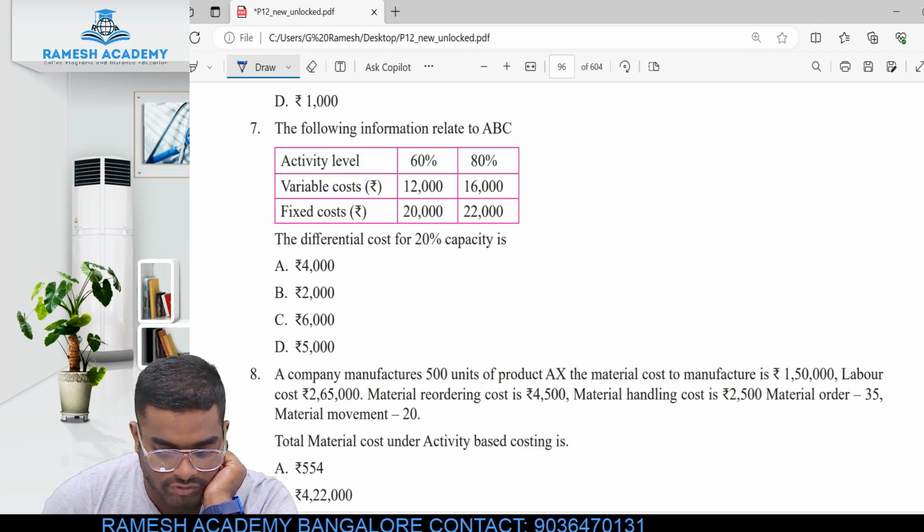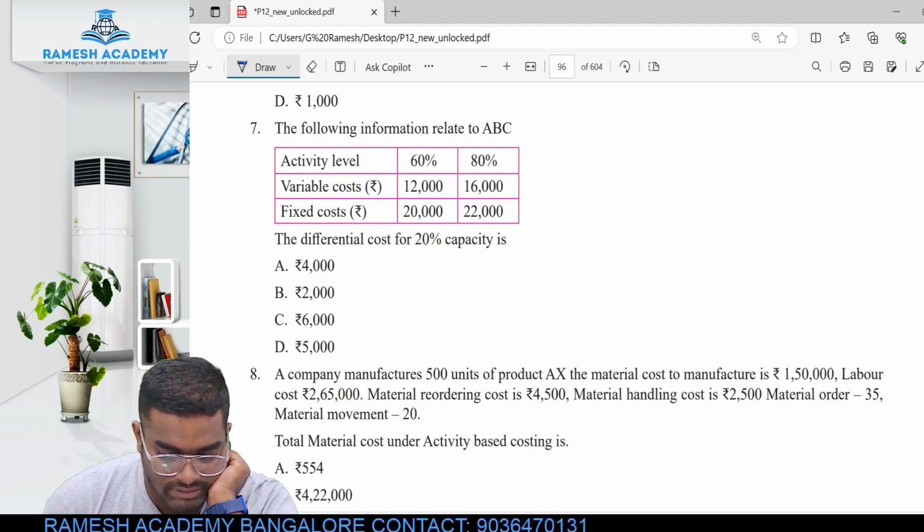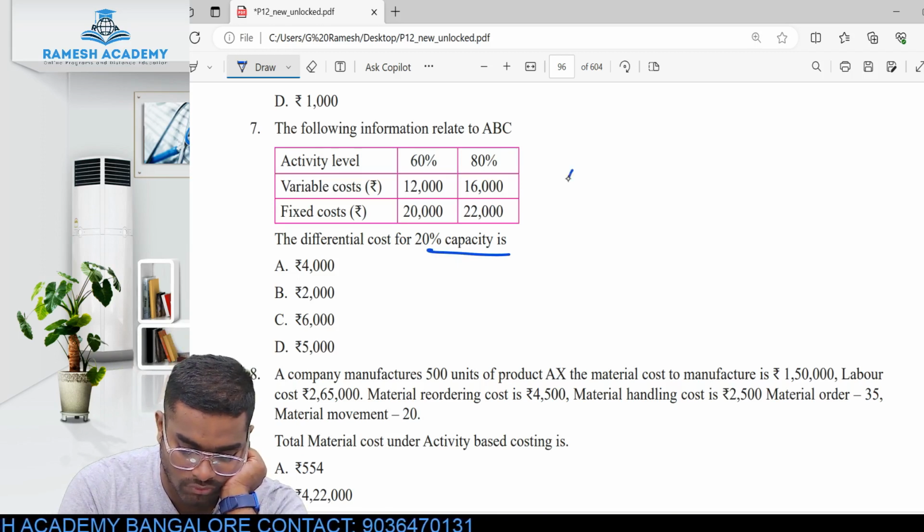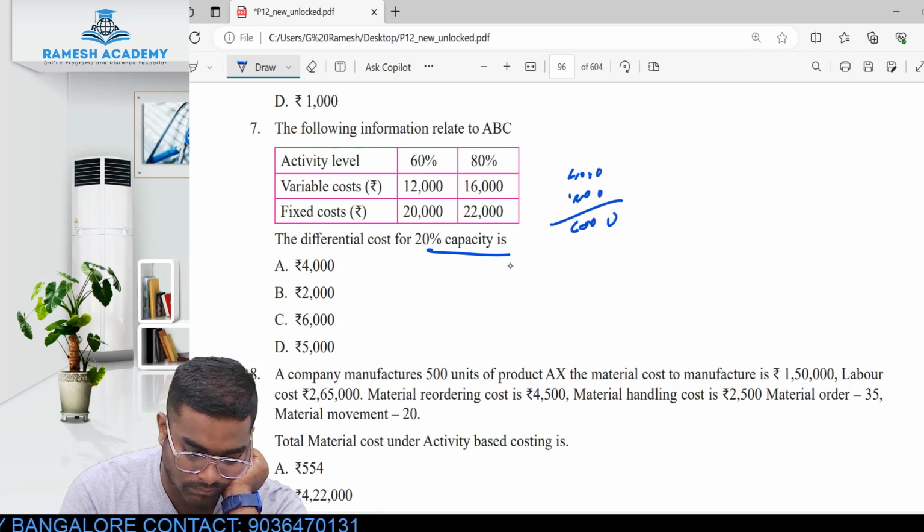So the following information relates to ABC, activity levels 60 and 80%. The differential cost for 20%. What is the differential cost? Here it is 4. Here it is 2. So total is 6. Simple.